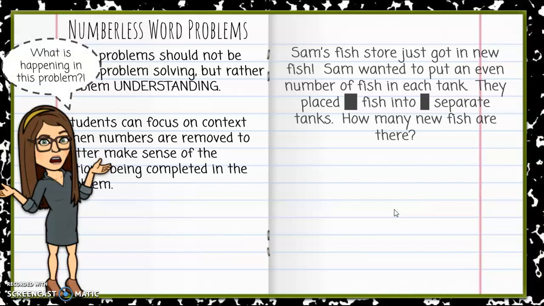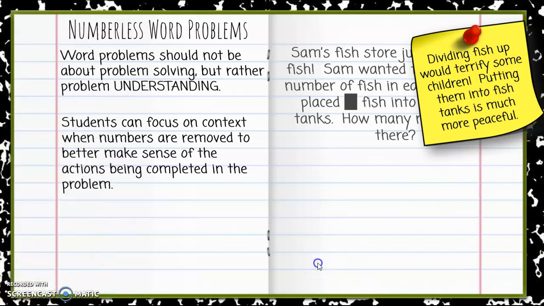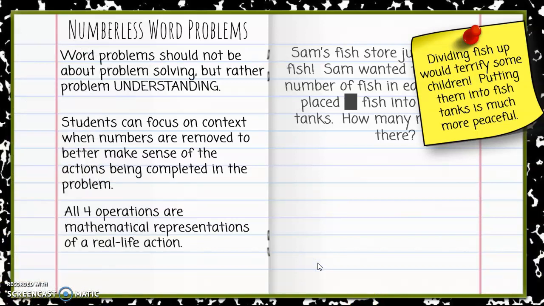So what is actually happening in this problem? I'll tell you one thing, no one's slicing and dicing fish. Dividing fish up would terrify some children, but putting them into fish tanks is much more peaceful and relatable. Remember, all four operations are mathematical representations of a real-life action. It's important to help students be able to connect those real-life actions to operations, but first they need to understand what's actually occurring.